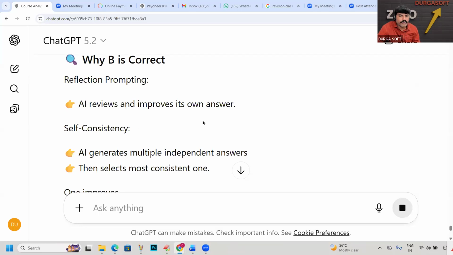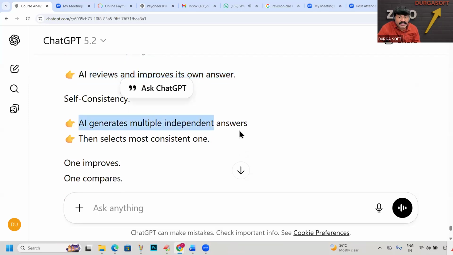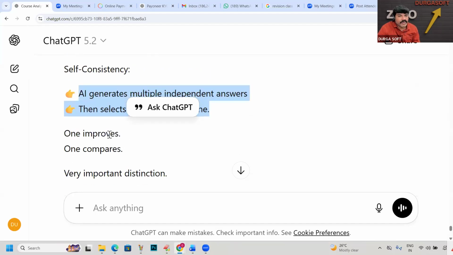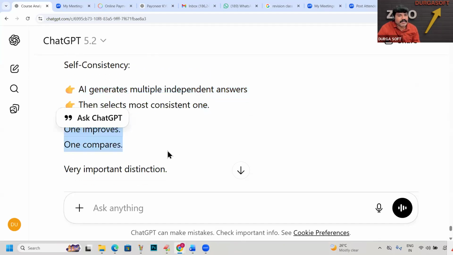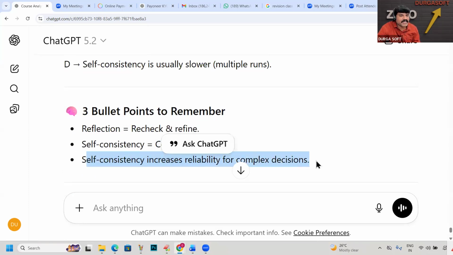Reflection prompting: AI reviews and improves its own answer. Self-consistency: AI generates multiple independent answers, then selects the most consistent one. One improves, one compares. Very important distinction. Reflection: recheck and refine. Self-consistency: compare and select. Self-consistency increases reliability for complex decisions.